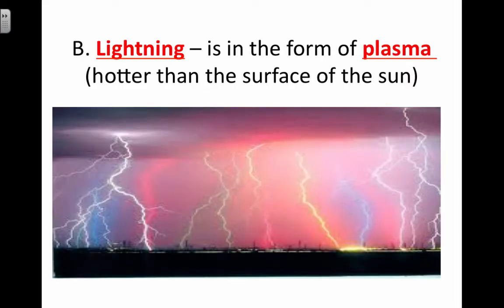Lightning is a form of plasma. Now you know, we only said that plasma was found in the sun. Plasma is the most abundant form of matter in the universe because all suns, all stars are made up of plasma. But it's the least amount found on the earth because it's only in lightning.